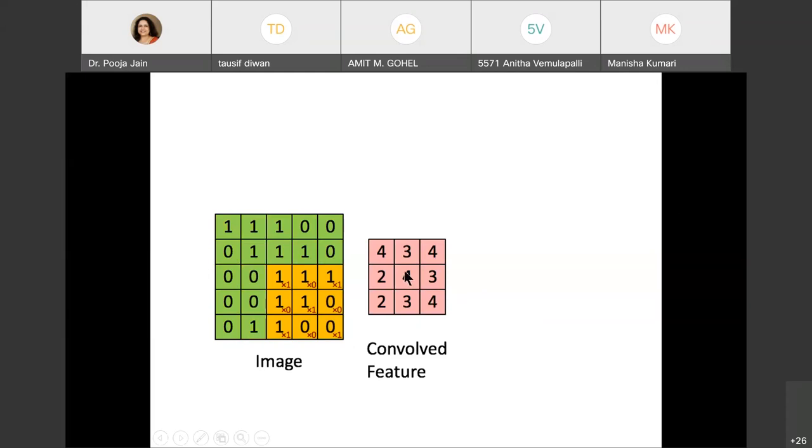Is this animation clear? Is the formula applicable to this slide also? Output width is equal to input width minus filter width plus 1. Yes, that is perfectly fine. 5 minus 3 plus 1.